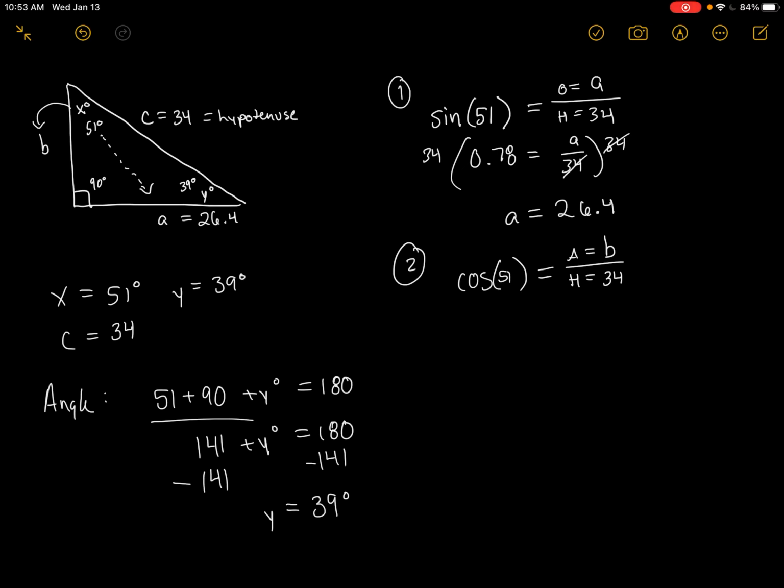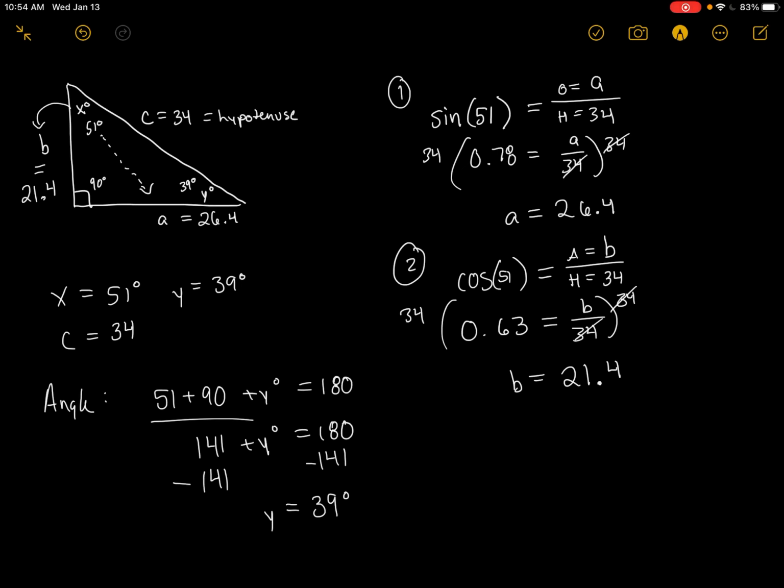Okay, so plug this in, cosine 51 degrees now is 0.629, so we can round that to 0.63, equals b over 34. And then again, multiply both sides by 34. Do that, these 34s cancel out, and we're left with 34 times what we just got with our cosine of 51. So we'll get b equals 21.39, or we can just call that 21.4. Okay, so we've successfully solved for all of our side lengths and all of our angles.